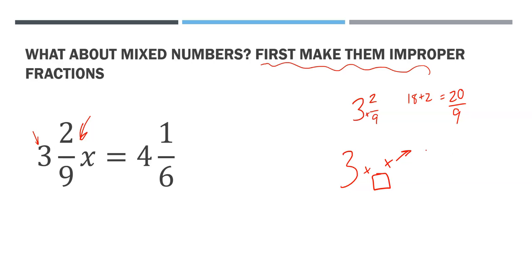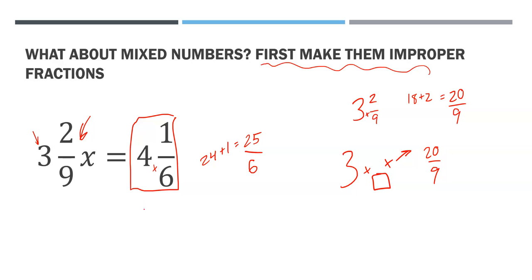So we get 20/9. Here you practice with 4 and 1/6. What's the improper fraction for 4 and 1/6? We should have done 4 times 6 is 24. 24 plus 1 is 25. So our improper fraction is 25/6.